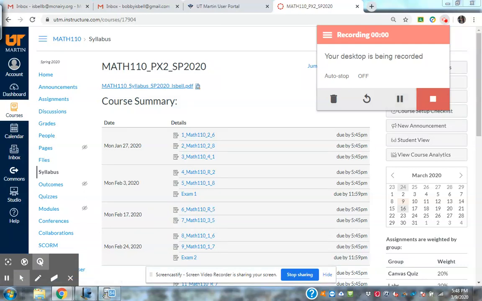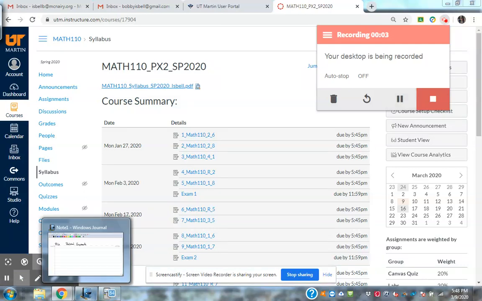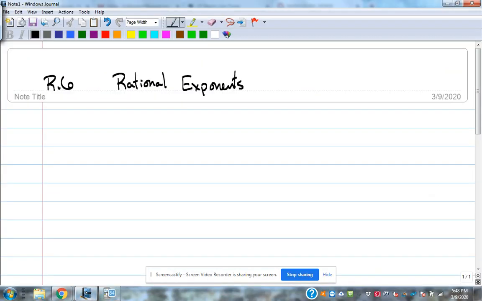Get going with a little bit of this stuff here. All right, rational exponents is where we're going to start. So rational, remember, just means fraction. Exponents is what we're going to be dealing with in this first section.